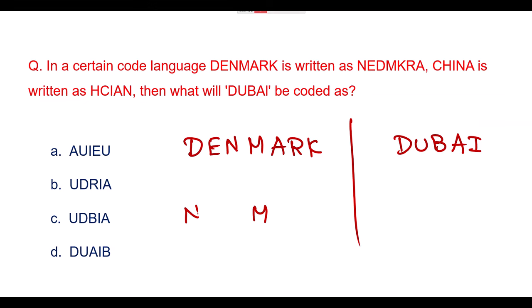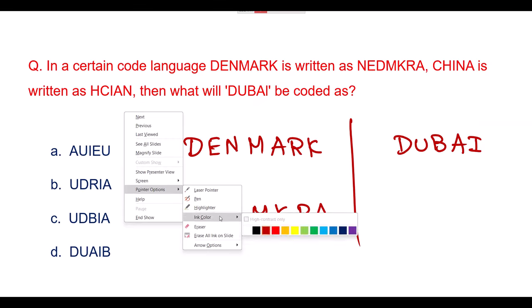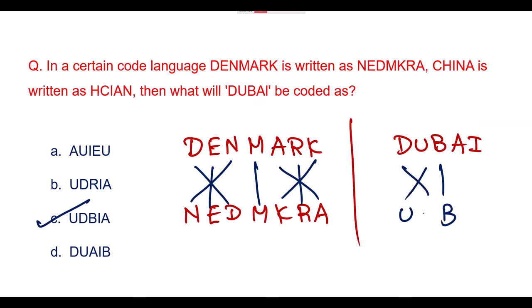Denmark is given as NED, MK or A. Now I hope you understand the answer for Dubai. So your answer must be option C. Here the middle one as it is, the rest all swapped. Middle one as it is, the rest must be swapped. So option C is the answer. Right, the remaining can be swapped, the middle will be the same.